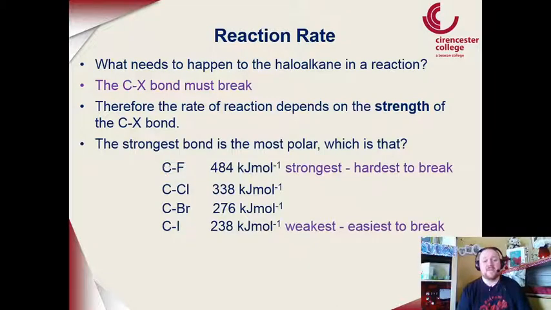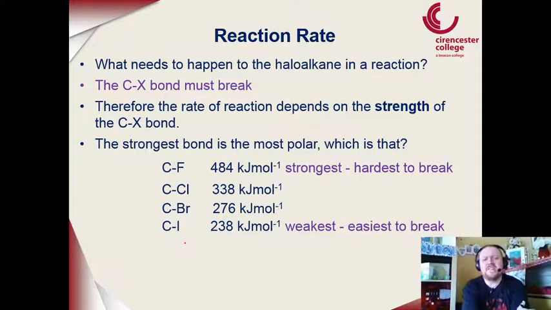We can see, as we expect, carbon-fluorine, because fluorines want to bond to anything, is a really strong bond, and it's difficult to break. We can see the carbon-iodine bond is actually the weakest bond. It's about half the strength of the carbon-chlorine bond, and it's very easy to break.